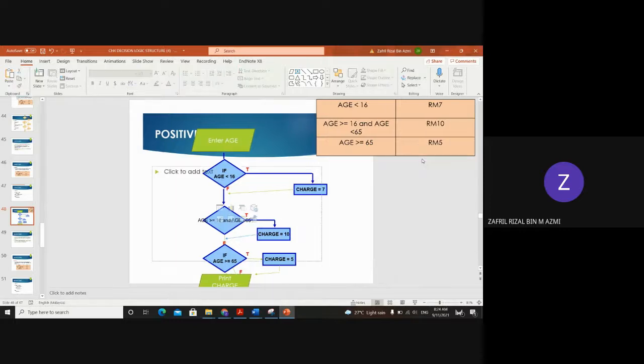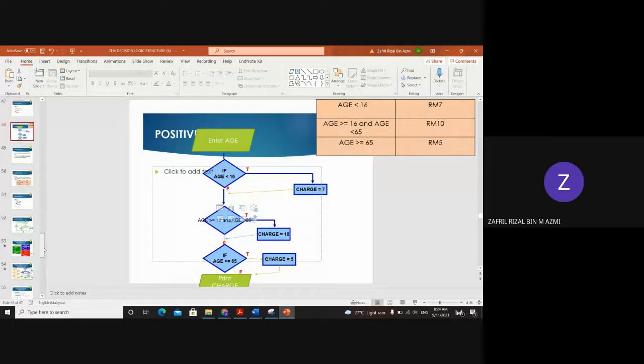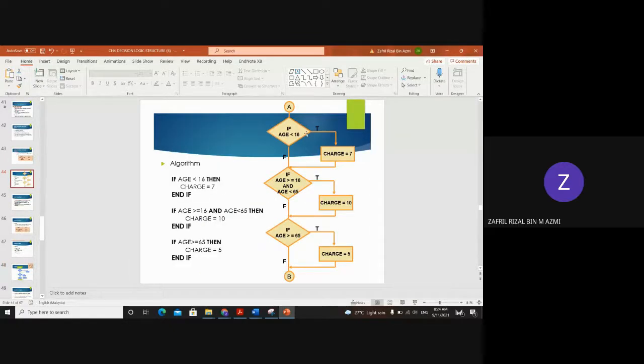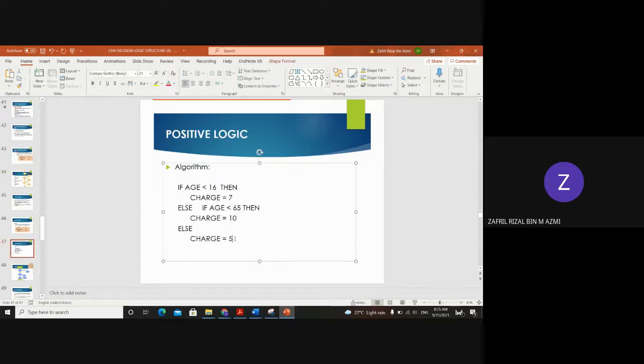So in terms of algorithms, this is the algorithm. If you see, it is independent. There is no else if, and if you use positive logic, we don't have an if over here. For the positive logic structure, we only put an if at the end of the else statement, because we treat this as one set of decision.